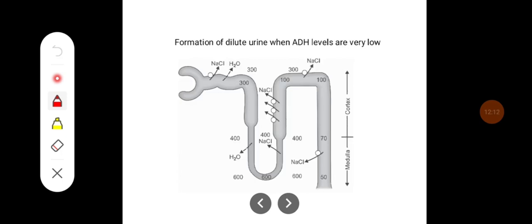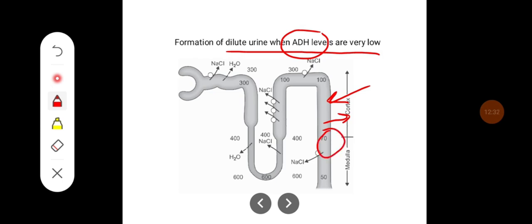And this diagram shows the formation of dilute urine when ADH levels are very low. ADH mainly acts on the collecting duct, and in the absence of ADH, the water is not going to be reabsorbed back. So the excess amount of water is going to be excreted, and it is going to form a large amount of dilute urine, and that is how ADH controls the amount of urine or the osmolality of the urine.